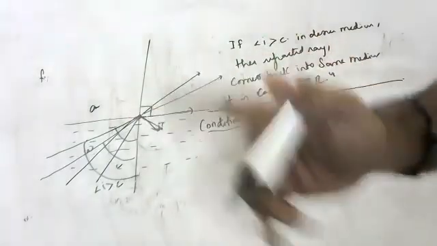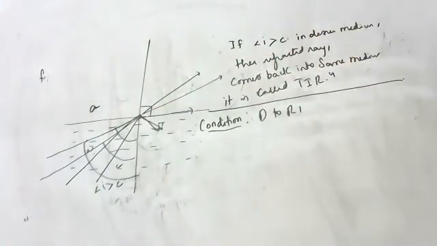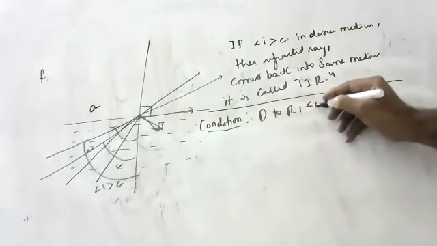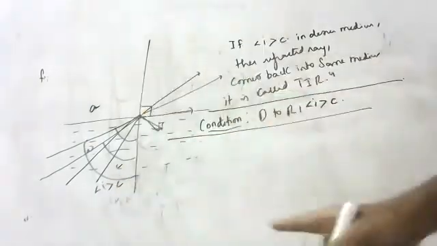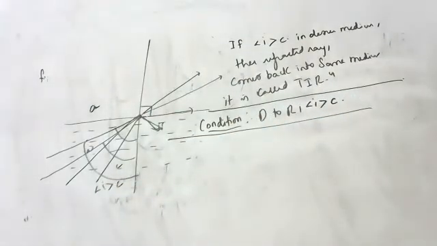Number two condition, anyone? What is the number two condition? Common sense, children. Anyone? The angle of incidence should be more than the critical angle. Then only total internal reflection occurs.